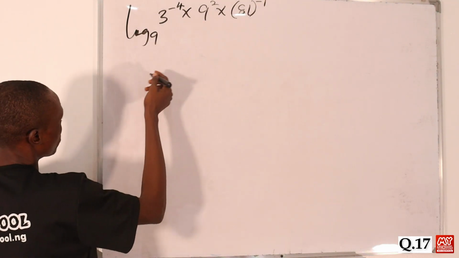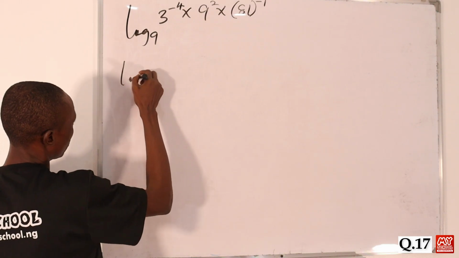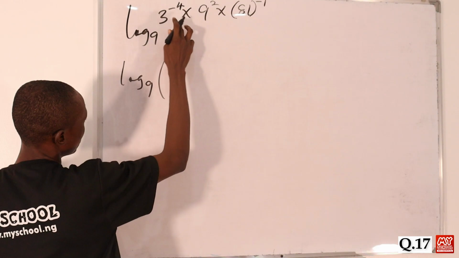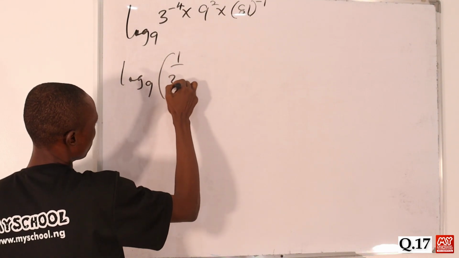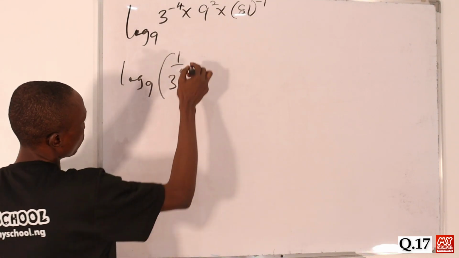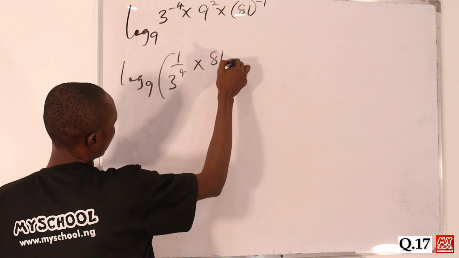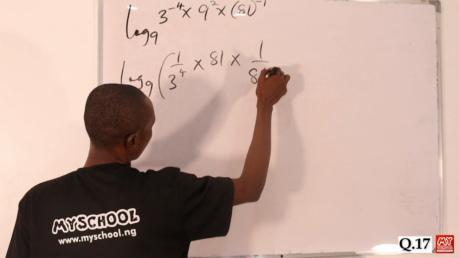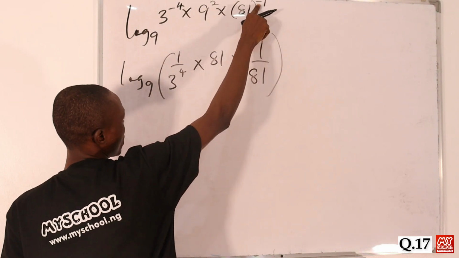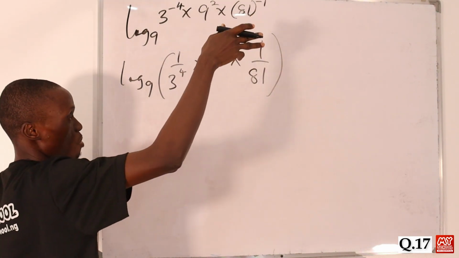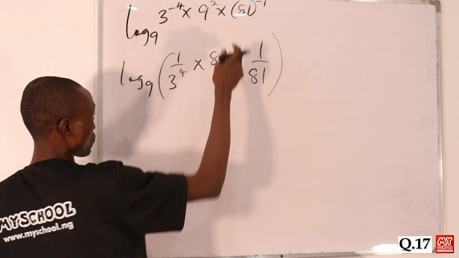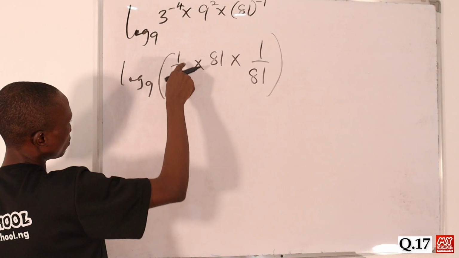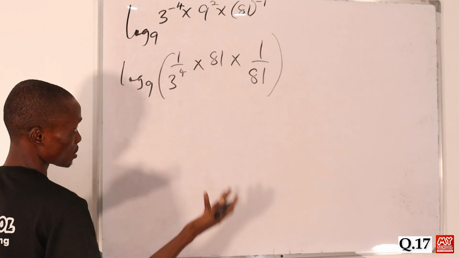Okay, so if we open this up, we'll be having log to the base 9, then in bracket, this is the same thing as say 1/3 raised to power 4. Okay, while here will be times 81, and here we'll be having times 1/81. Okay, because of the negative power here. So whenever you have negative power, it means 1 over the value that is given to you. Okay, but remember that 3 raised to power 4 is the same thing as 81.